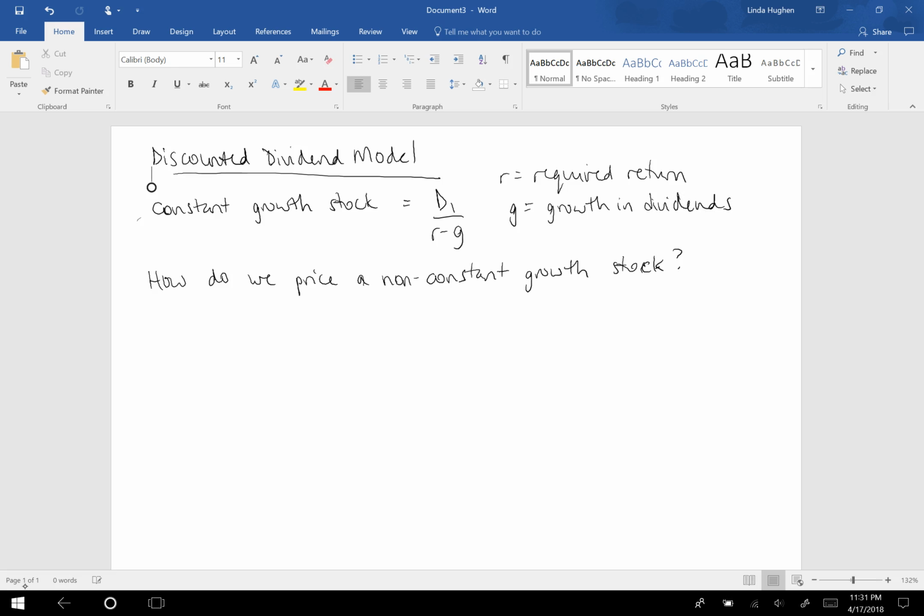We know this is a simplistic model. Dividends aren't typically constant from the beginning. So how do we take what we've done here and extend it to the example of a non-constant growth stock? So let's look at an example. Let's assume the required return on this company's stock is 13.4%.